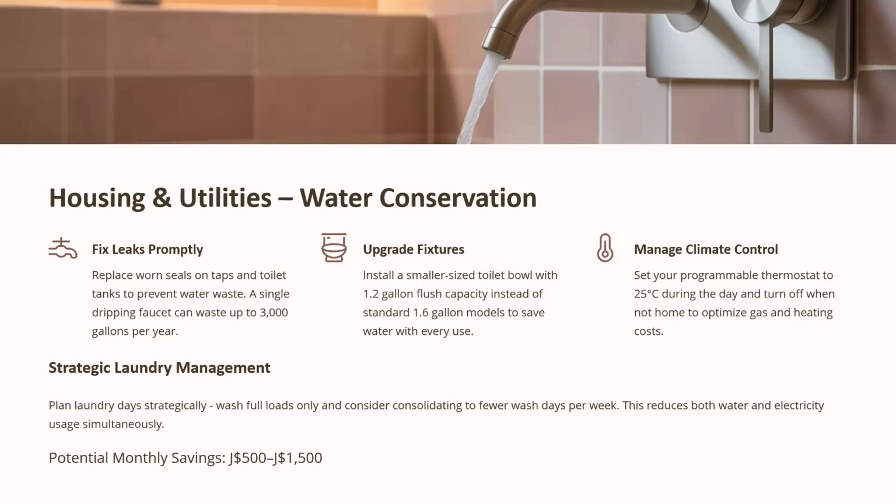Speaking of gallons of water, another thing that you can do is to install a smaller size toilet bowl, if you own the place, or if your landlord would facilitate that. So one of the things you can do is to switch out your tanks for a 1.2 gallon flush capacity instead of the standard 1.6 gallons. That alone is going to significantly increase the savings that you will get from your water related expenses. And then thirdly, you can manage the climate control.